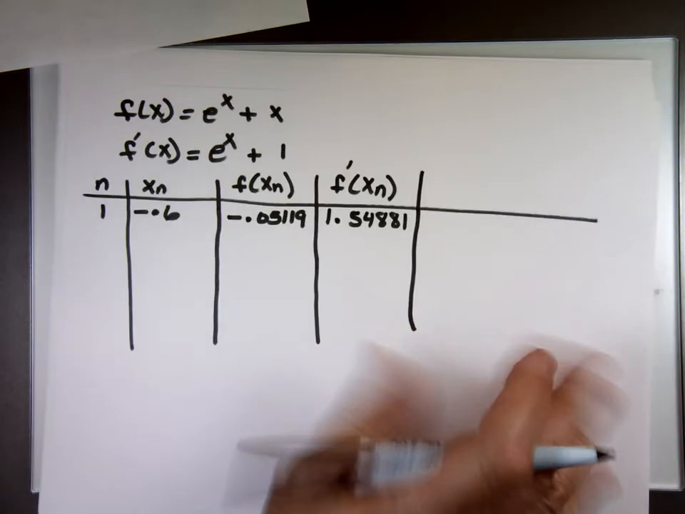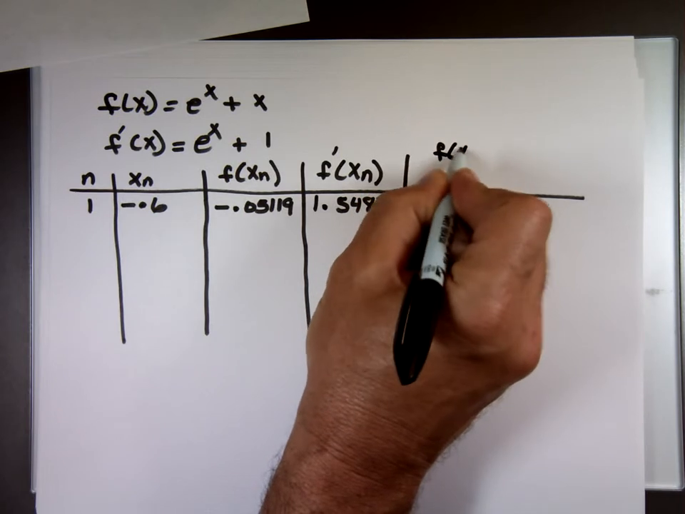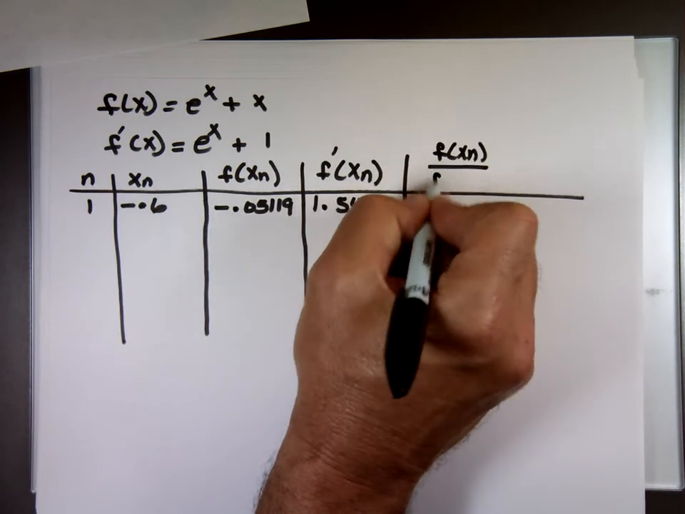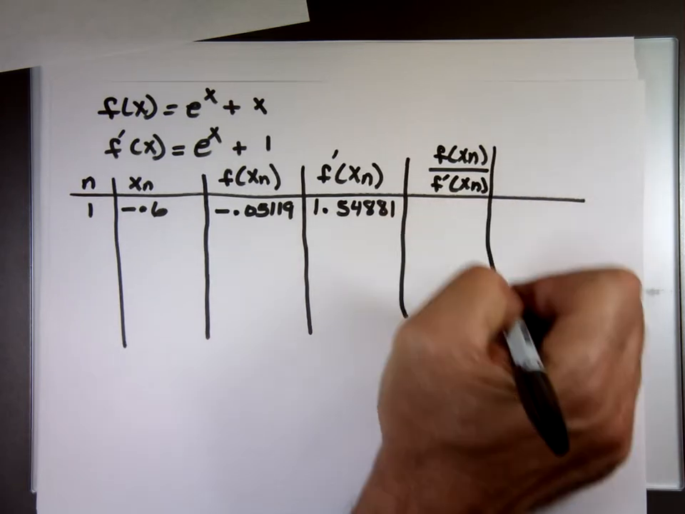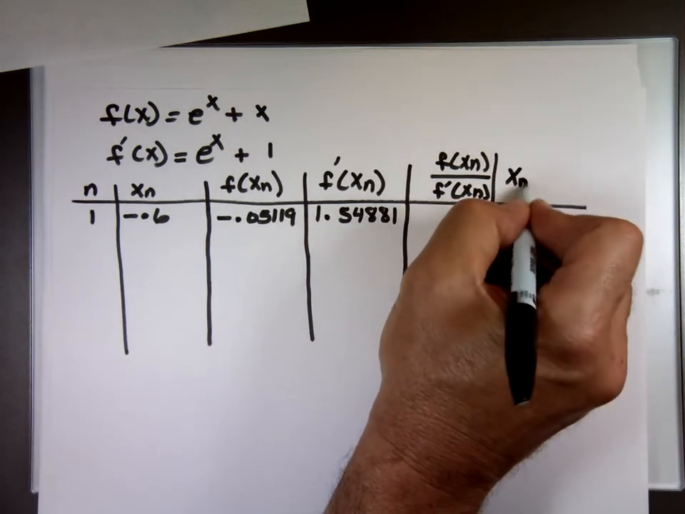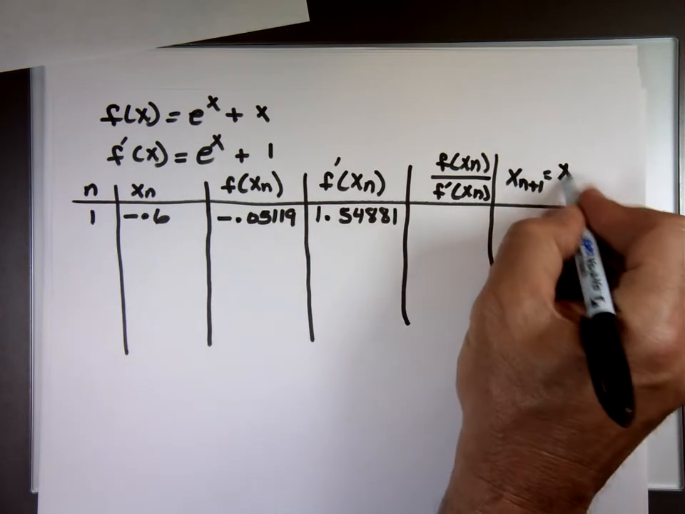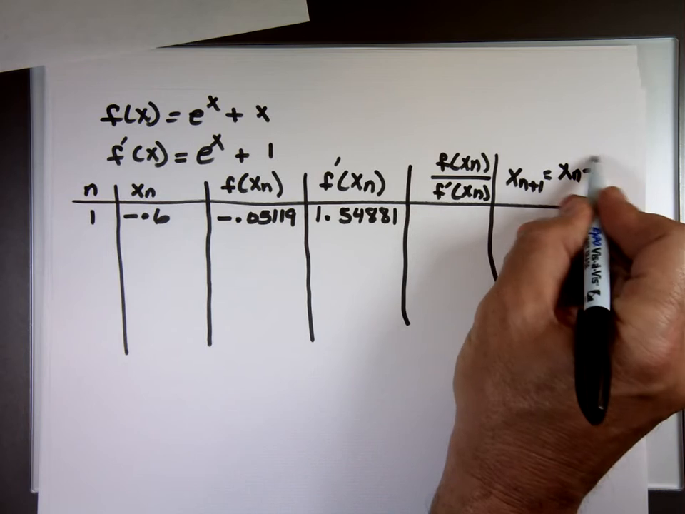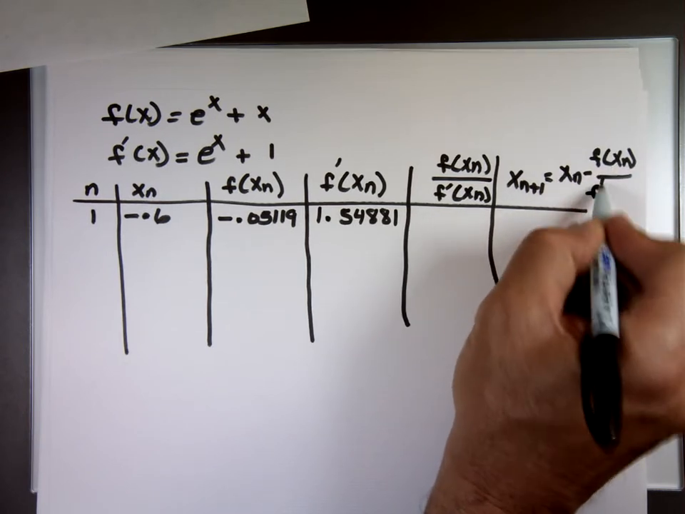Now I need to calculate the next value. I'll do it in 2 steps. I'll do f of xn over the derivative. And the last one, the next value, n plus 1, that means the next. That's really what the n plus 1, the next number, is: the previous one, the n, subtract from it f of x of n over the derivative of x of n.